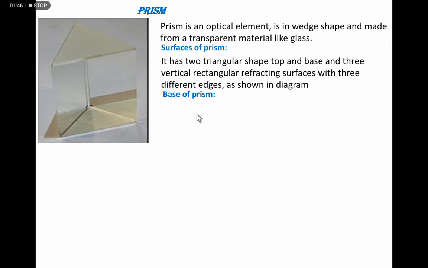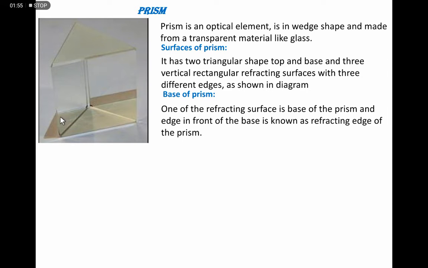Now these are the surfaces of the prism. Now the base has to be considered in the prism. Suppose this rectangular vertical refracting surface is the base of the prism. Definitely no light, no refraction through this part of the prism, and in front of this plane rectangular vertical surface, the edge is there. This edge is known as the refracting edge of the prism. If we are using these two surfaces for the refraction of light, the angle here is known as the refracting angle of the prism. In the 11th science syllabus, we are using an equilateral prism. Therefore, the angle of the prism is 60 degrees.